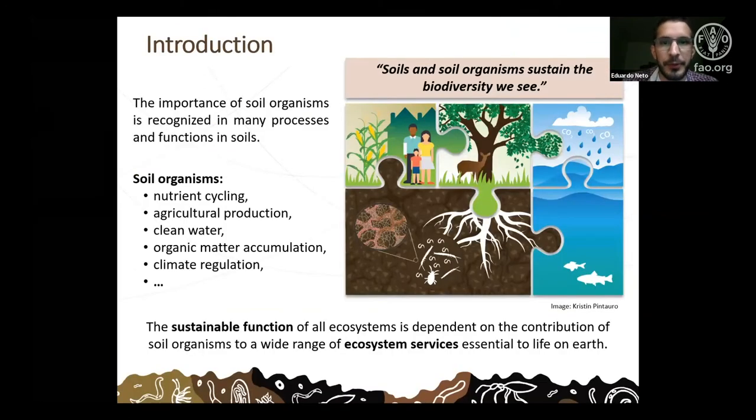So the importance of soil organisms is recognized in many processes and functions in soils. It regulates the organic matter accumulation, affects the biochemical weathering, and promotes soil mixing and nutrient cycling. Soil structure is also enhanced by the activity of organisms. For example, the invertebrates in the root system of the plants increase soil aggregation, which is responsible for the structural soil porosity and also enhances the organisms' activities.